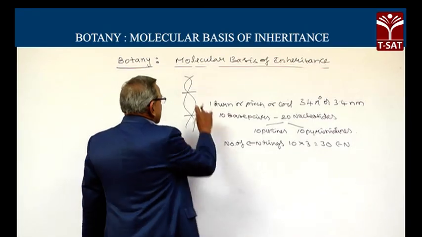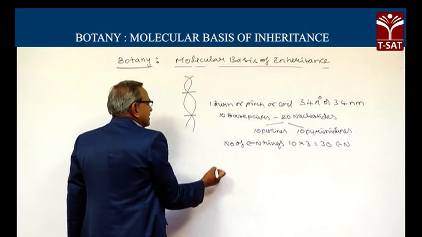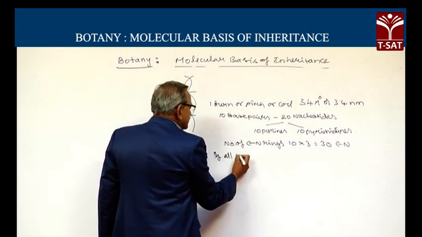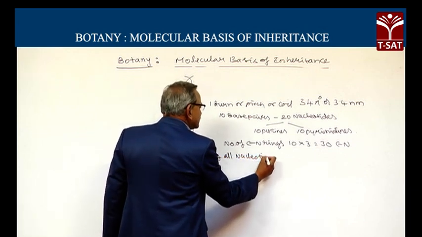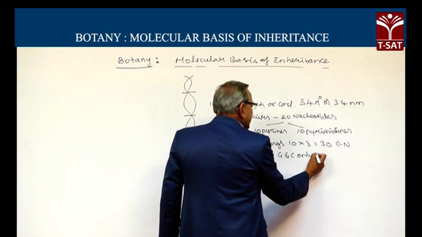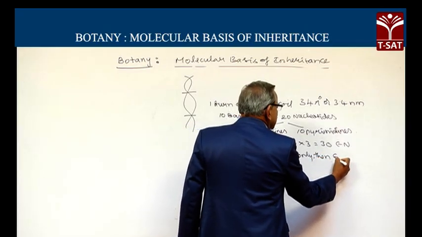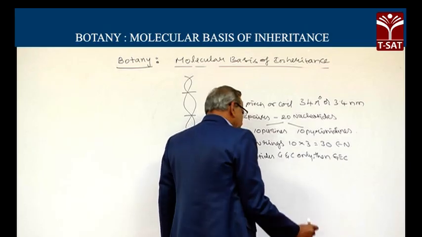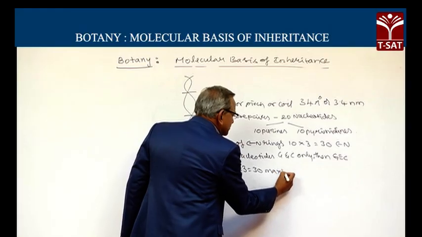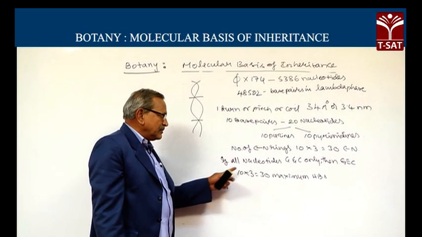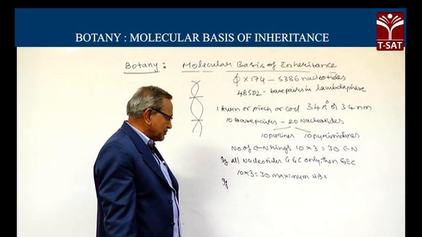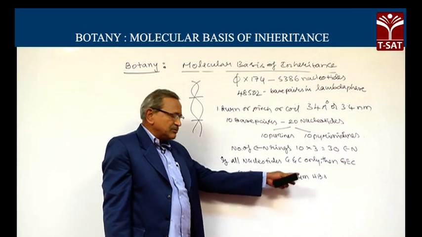Now, what is the maximum possible H bonds in one turn of DNA? If all nucleotides are G and C only, then between G and C we have 3 H bonds, so 10 into 3, 30 maximum H bonds will be present.